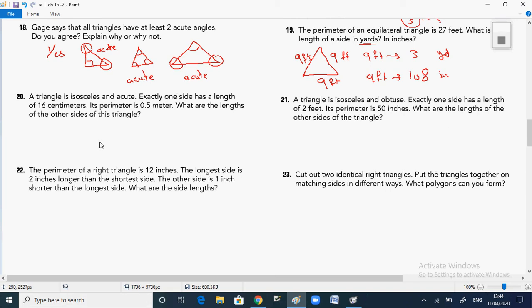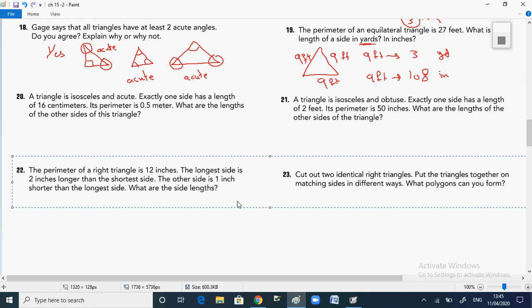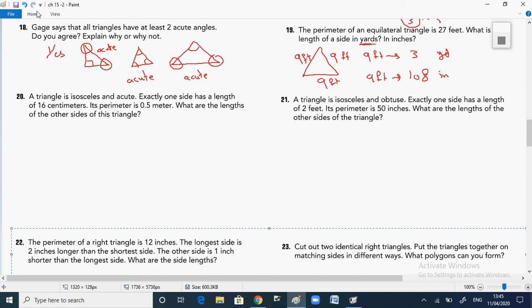Now question number 20. A triangle is isosceles and acute. Exactly one side has length of 16 centimeters. Its perimeter is 0.5 meter. What are the lengths of the other sides? Look now, let me give more space. Let me put it down.